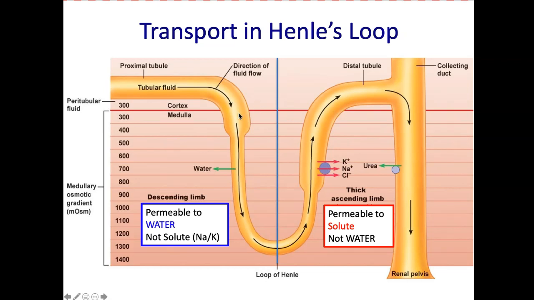So this is kind of cool. If you think about it, as the tubular fluid comes down the loop of Henle, it's becoming more concentrated as you come down, and then as you go back up, it's becoming more dilute. Because as we come down, we're sucking out water, but leaving behind the solute. And then as we come up, we're taking out the solute, but leaving behind the water. And so we're concentrating urine on the way down, and we're diluting urine on the way back up.